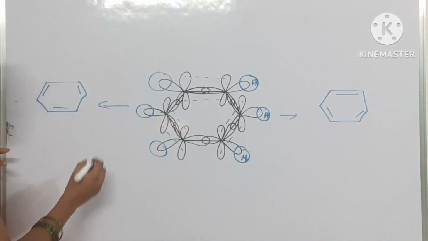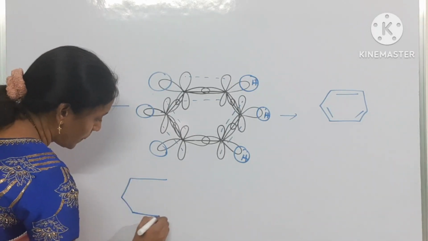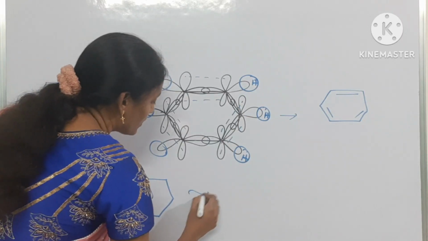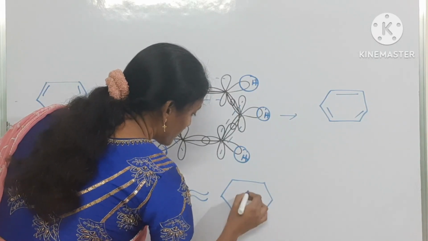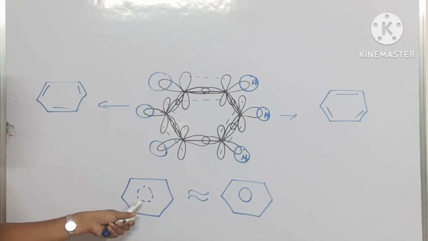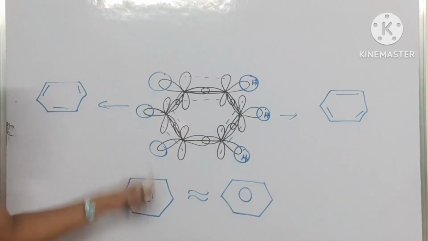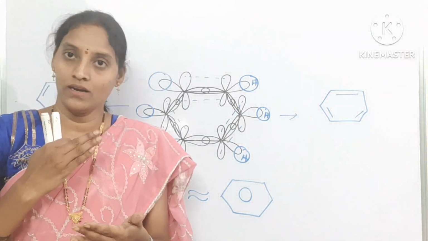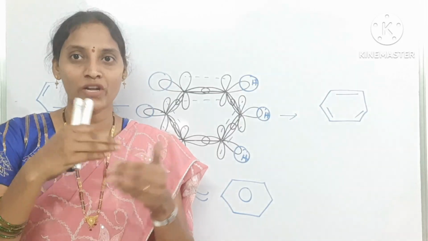So for these two structures, introducing a dotted circle or complete circle in a benzene ring indicates the delocalization of pi electrons in the benzene ring. That means these pi bonds are not fixed at a certain position. They are delocalized from one place to another place.